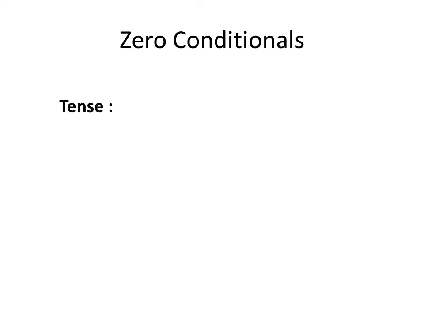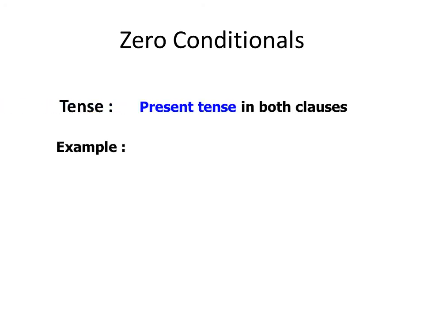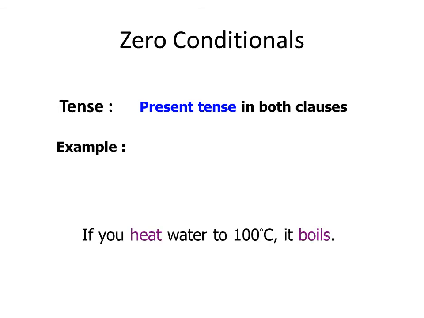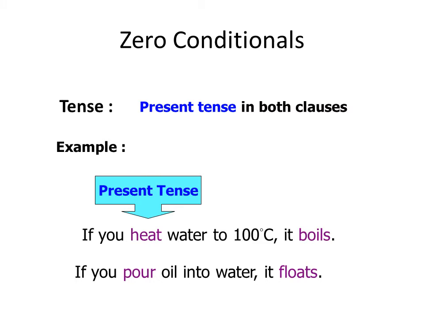So let's look at some zero conditionals. First of all, the tense. We use the present tense in both clauses. The example: if you heat water to 100 degrees C, it boils. If you pour oil into water, it floats. Everything is in the present tense. Remember, with the third person, to add the S. So we have present tense and present tense.